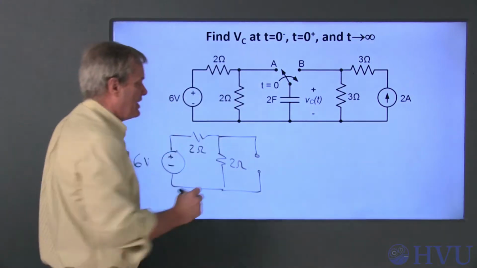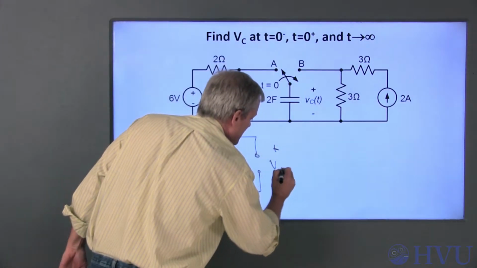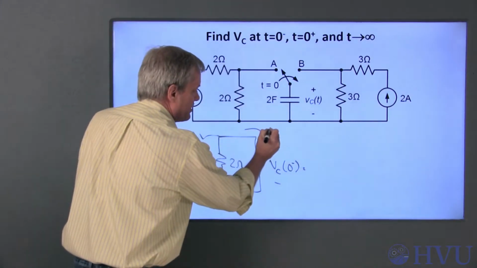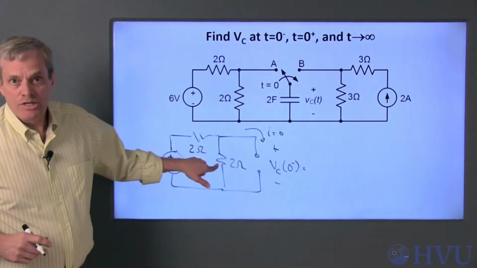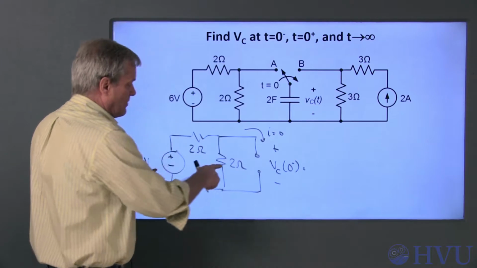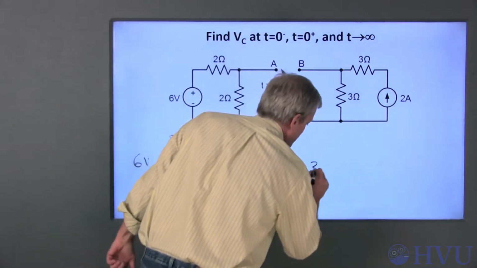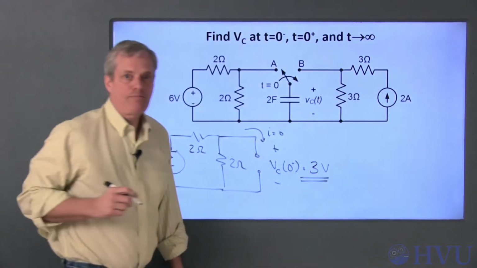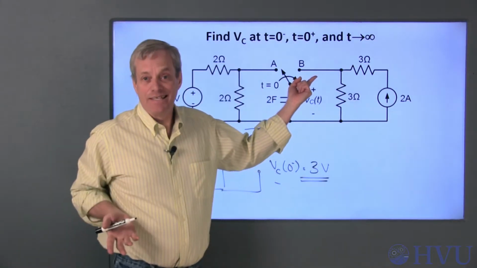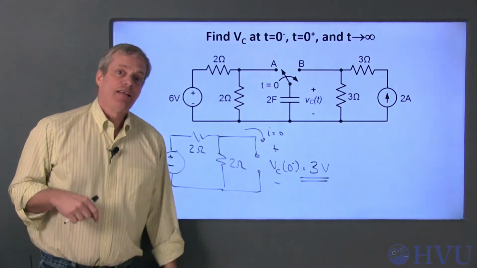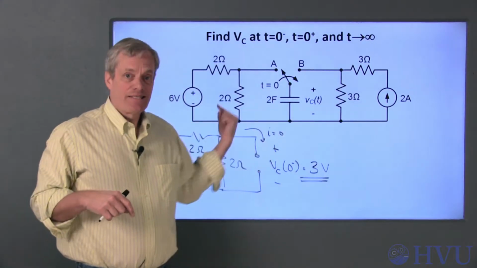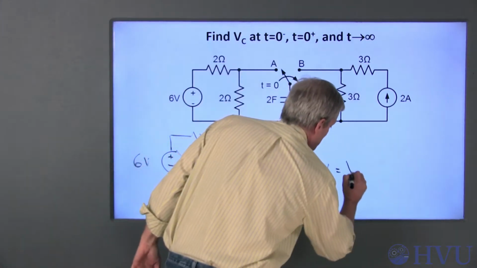The voltage we're interested in is Vc at 0 minus. Since this current is 0, these two resistors are in series and this looks like a voltage divider. So Vc at 0 minus is 1/2 of 6 volts, or 3 volts. The transition of the switch from point A to point B happens instantaneously, but the capacitor can't change its voltage instantaneously. So the voltage at t equals 0 plus is the same as at t equals 0 minus.